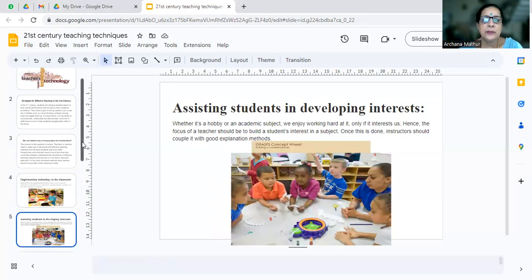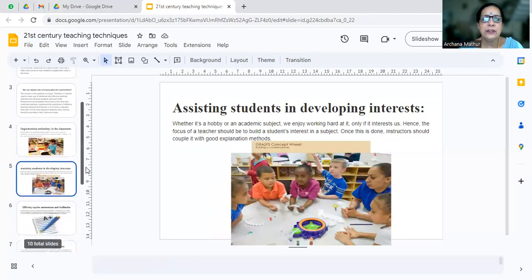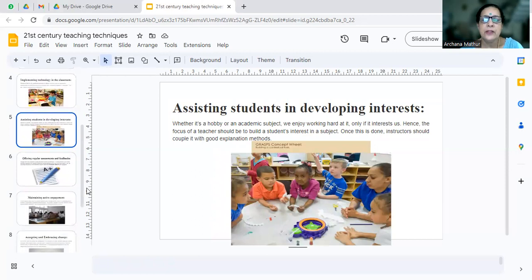The second aspect is to assist students in developing their interests. Now, it's not like it used to be earlier in our times when we were students, that whatever was the part of our syllabus, only that was taught. But today we have to see what a child is interested in, and it has to be a differential teaching, which has come up in a big way today in the modern educational system.